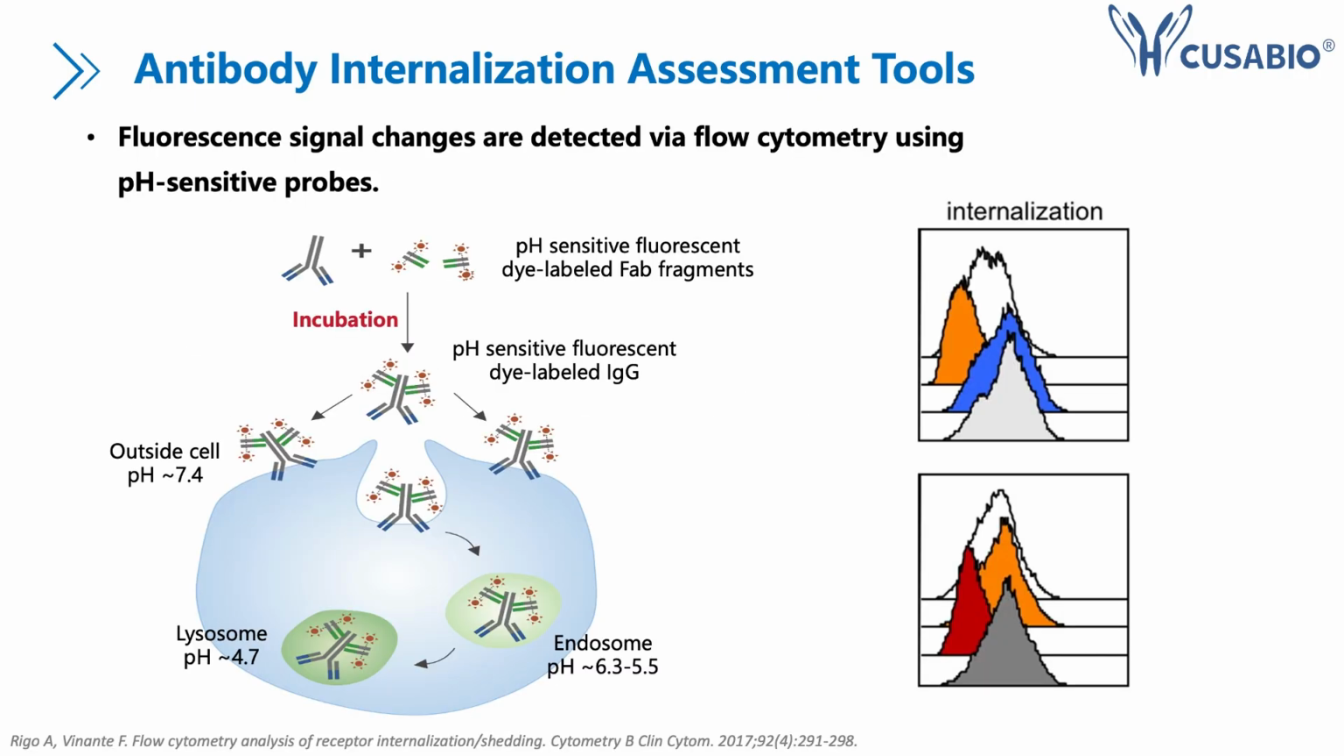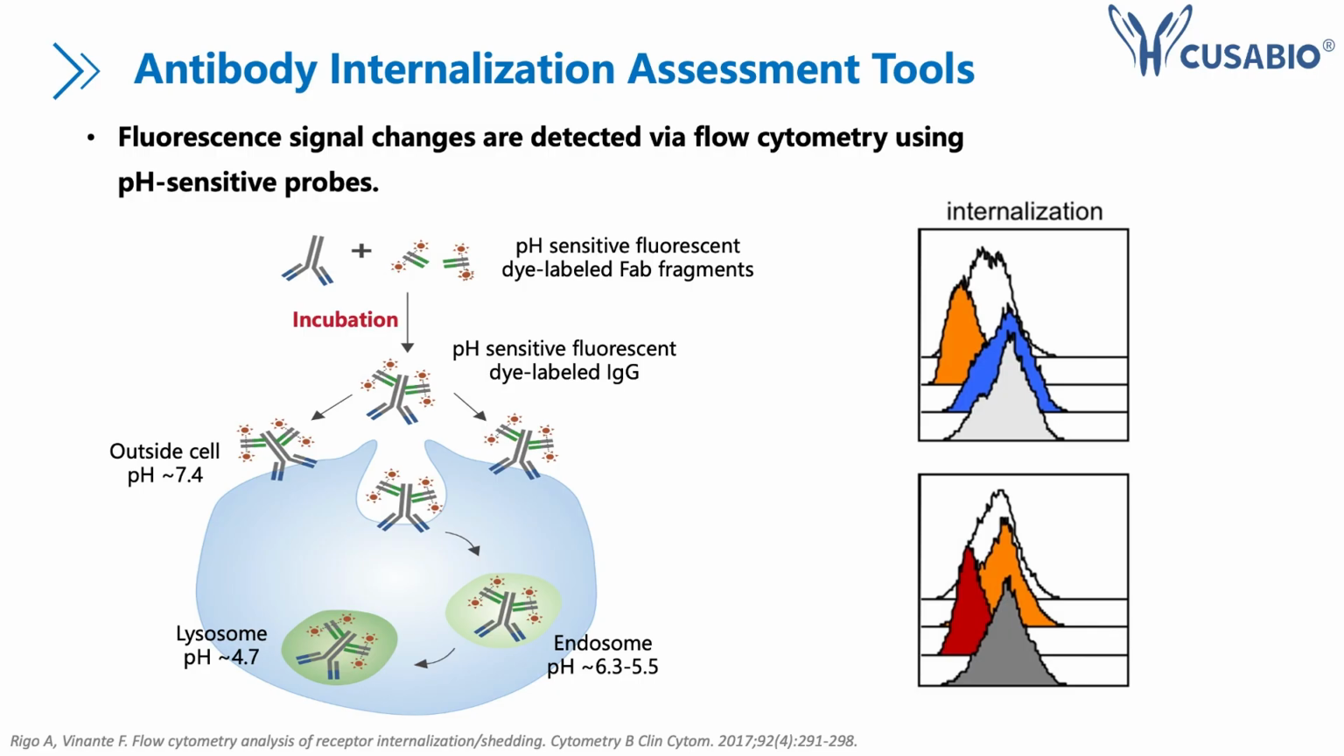So the first method uses a highly hydrophilic and bright pH sensor dye, called the pH-sensitive probe. This probe is conjugated to the Fab fragments of the IgG, and the probe is not fluorescent at neutral pH. So outside the cells, because the pH is usually around 7, a neutral pH, the probe is not fluorescent.